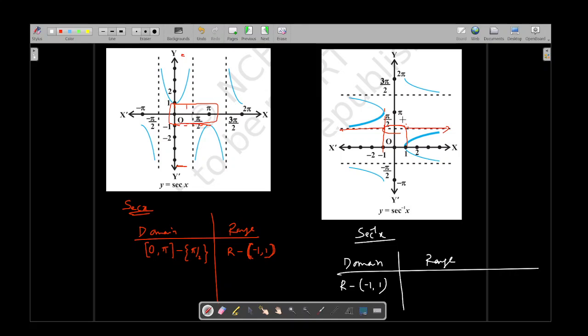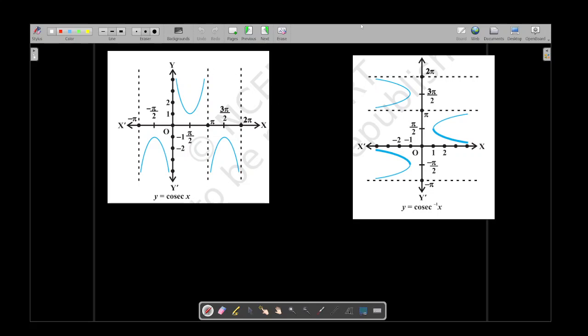And the range is from 0 to pi, but it does not take the value pi by 2. From here it takes values from 0 up to pi by 2, but it does not take the value pi by 2. Next, from pi by 2 it goes to pi. So the range is 0 to pi, except pi by 2.